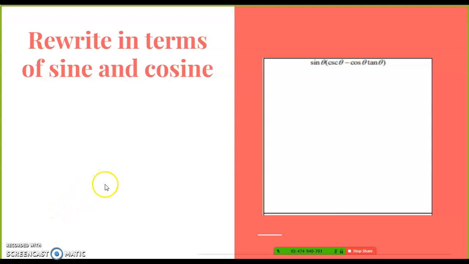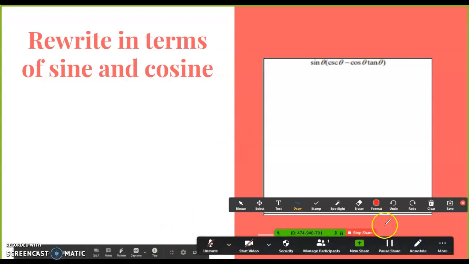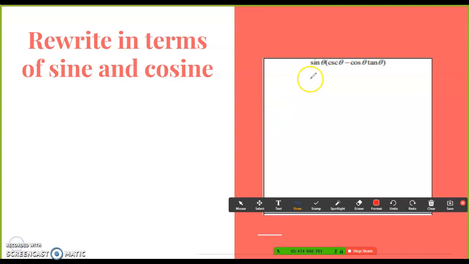So now we're going to use our knowledge of trigonometric identities and rewrite the following expressions in terms of sine and cosine. Once we rewrite them in terms of sine and cosine, we are going to simplify the expression. Let's begin. So we have sine of theta times cosecant of theta minus cotangent of theta times tangent of theta. The first thing that we want to do is rewrite everything in terms of sine and cosine.